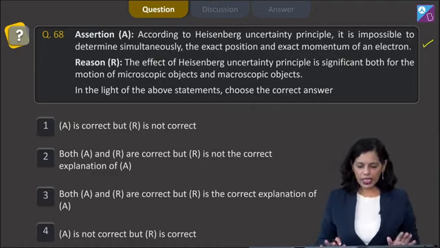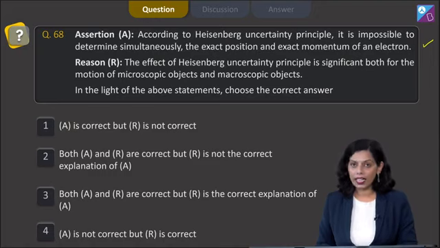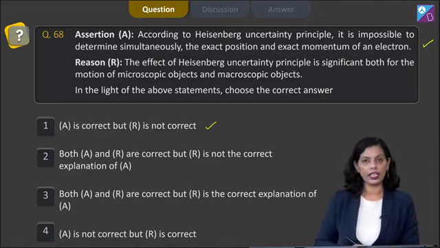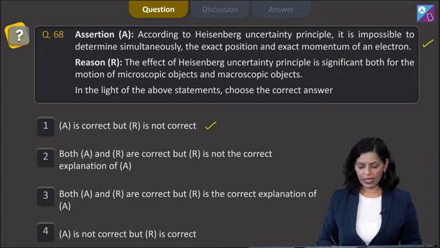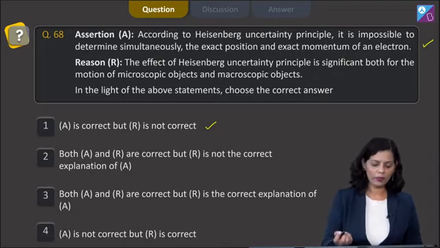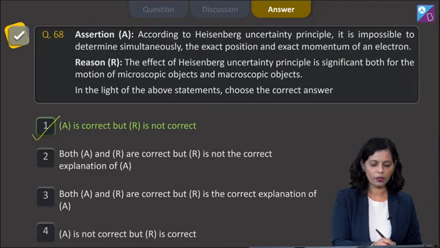So here, the correct answer for this question would be A is correct, but R is not correct. Reason is not correct, right? So this way, my correct answer should be the option 1, okay?